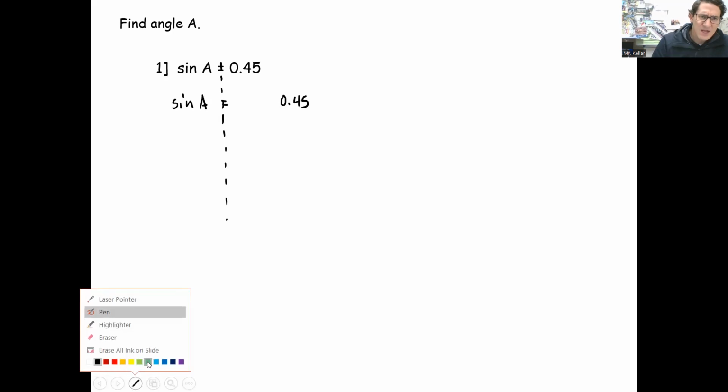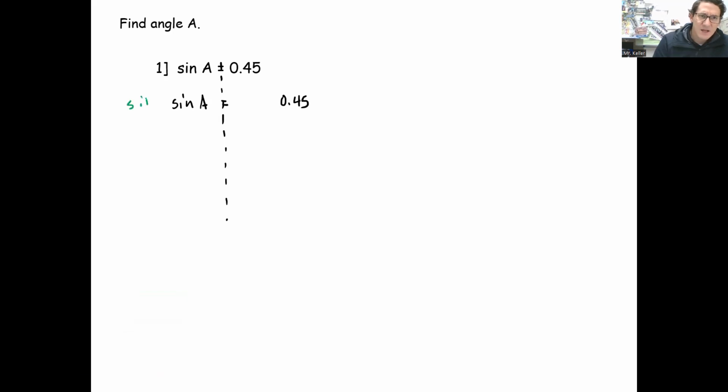So what we're going to do, put a little line of separation, even though this is only a one-step problem. I'm going to have sine of A is equal to, going to give some space here, I am going to take the inverse sine. It's just sine to the -1 of 0.45.